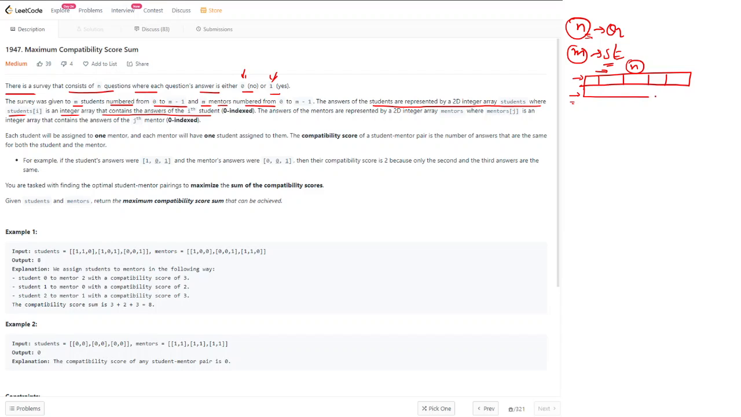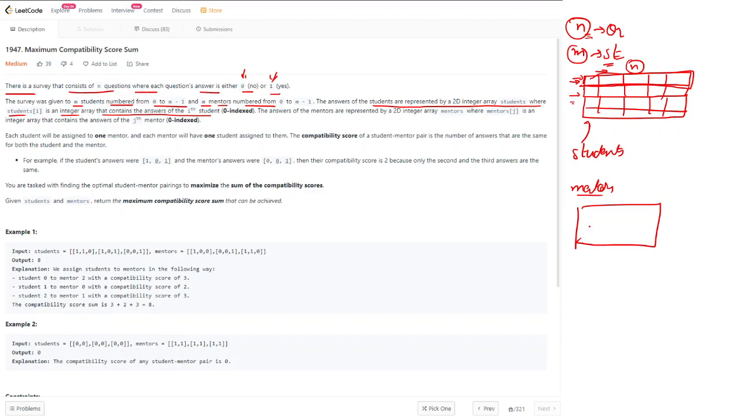So for each student, we have collected their answers and put all of them in a grid. So this grid is the students grid, where each row in the grid represents the answers given by the ith student. Similarly, we have a mentors grid as well, where each row shows the answers provided by a mentor. So this is mentor 0, or the first mentor, and his answers to those n questions are provided. Similarly the same for the others.